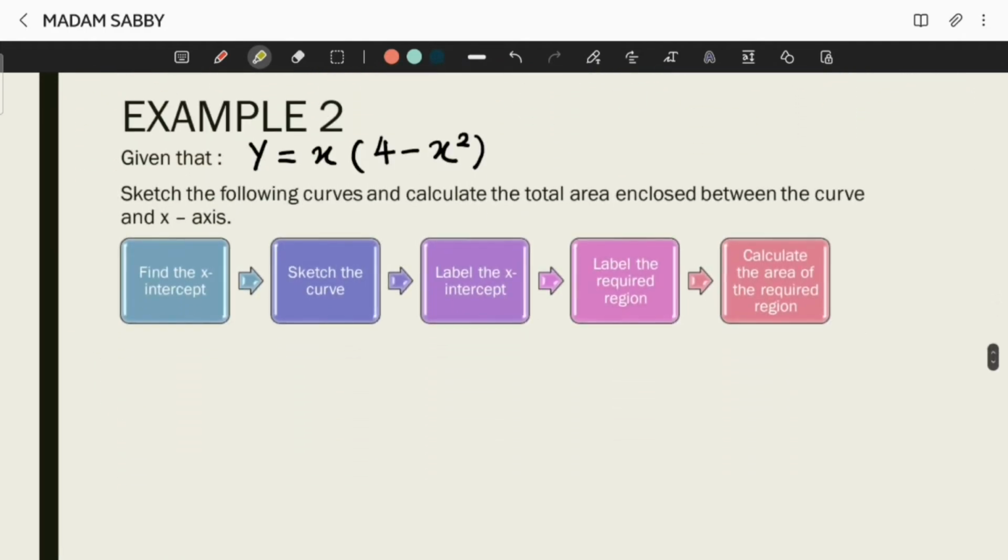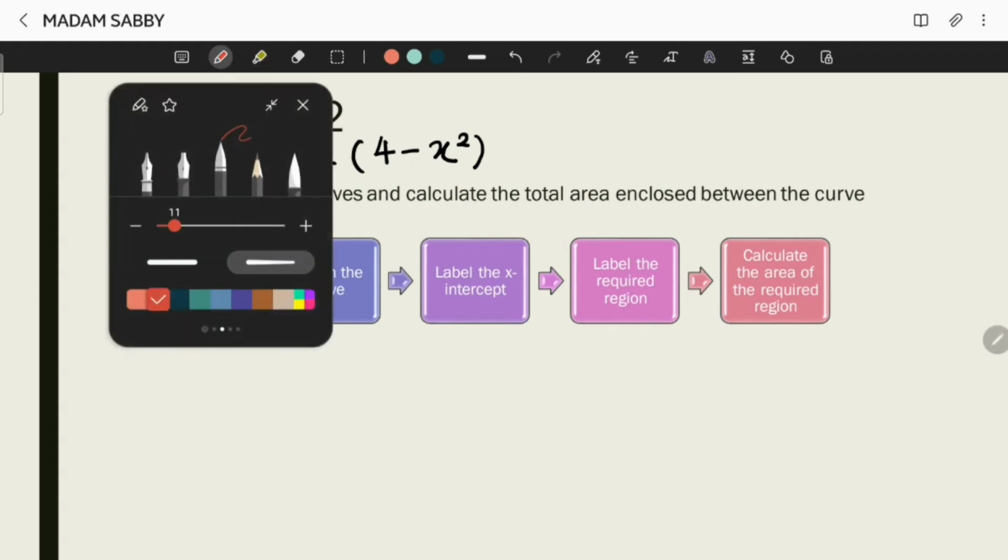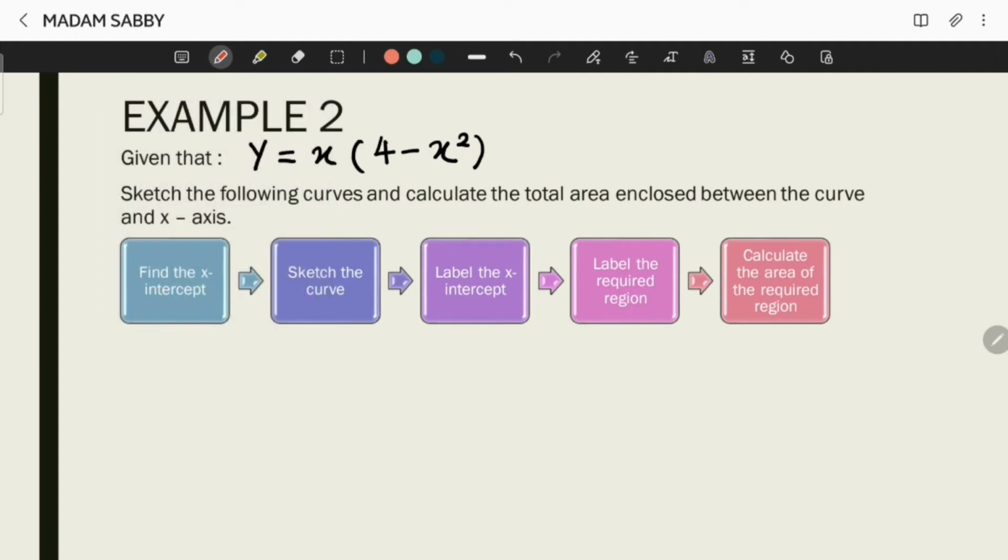So now you are given y equals x(4 minus x squared). First step, we need to find out what our x-intercepts are. So again, let y equal 0. From here we get x equals 0, and then 4 minus x squared equals 0, so 4 equals x squared. Since it is x squared, you will have two different values of x, plus minus 2. Therefore, we have 3 x-intercepts: at x equals 0, x equals negative 2, and at x equals positive 2.